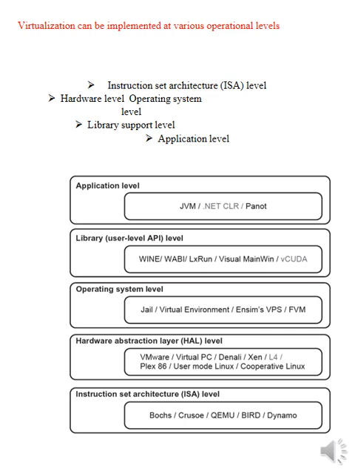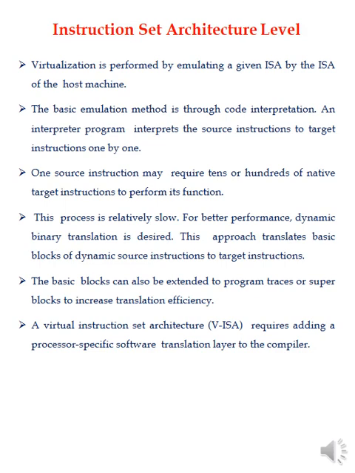So virtualization can be implemented at various levels: instruction set architecture level (ISA), hardware level, operating system level, library support level, and application level. We will see one by one how it is carried out. At the ISA level, virtualization is given by the ISA of the host machine, so you have to do emulation. The emulation method uses code interpretation. The interpreter program interprets the source instruction to target instructions one by one. So the process is relatively slow.